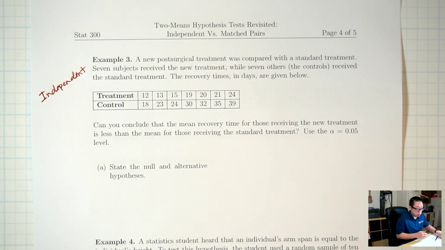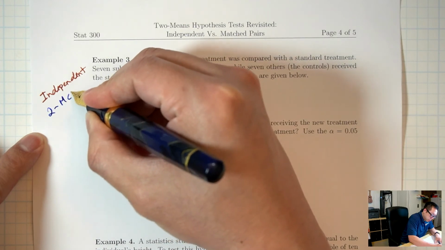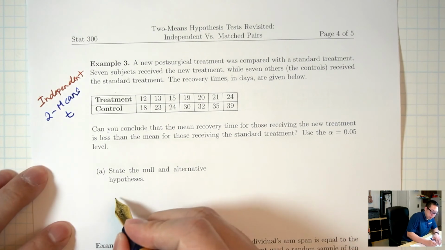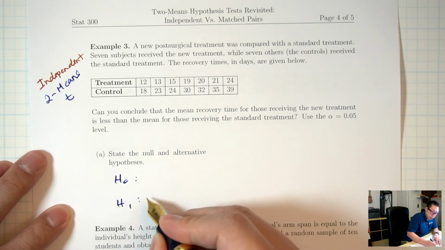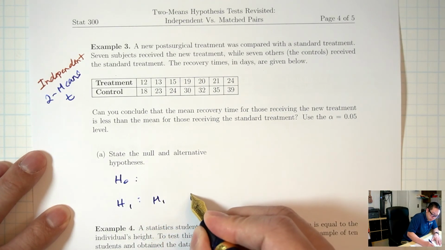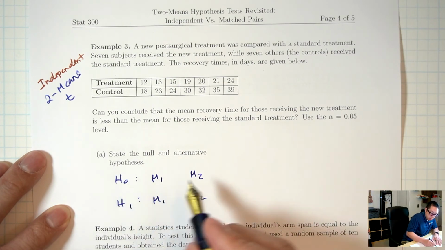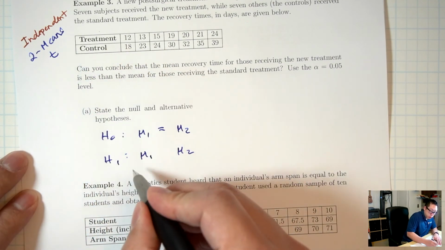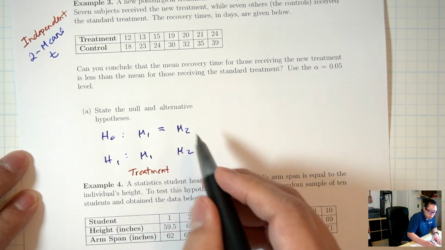And for independent, remember we run this as a 2 mean problem. And then we're always using t's for means. H0, H1. Because it's 2 means, I should have 2 mean symbols. H0 is easy, it's always going to be equals. H1, let me label what 1 means and what 2 means. 1, let's call that my treatment group. And then 2, let's call that my control group.